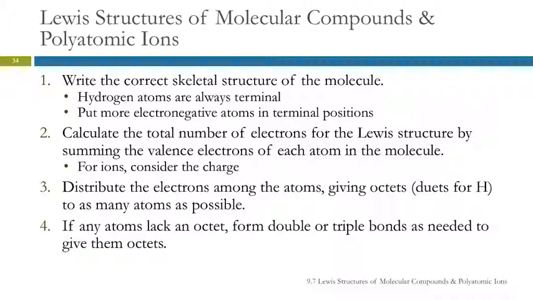Then we're going to calculate how many electrons we have to deal with. So we're going to look at the valence electrons from each atom that's in the molecule, and we just add them up. If we're doing an ion, we have to consider the charge. If the charge is positive, that means we lost electrons. If it's negative, it means we gained electrons. Then we're going to spread the electrons around, giving octets to as many atoms as possible. So putting dots around. And of course, hydrogen only gets a duet. And then if you run out of electrons, you may need to form double or triple bonds. So those are the guidelines.